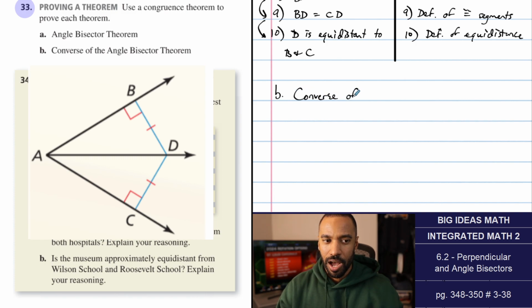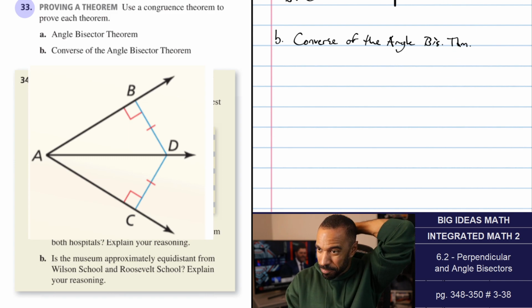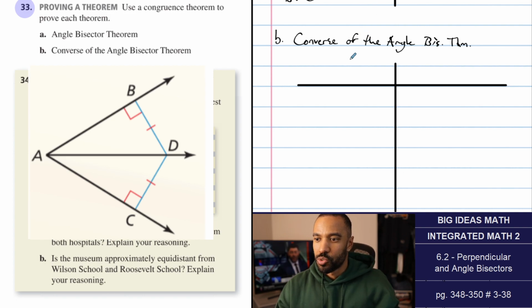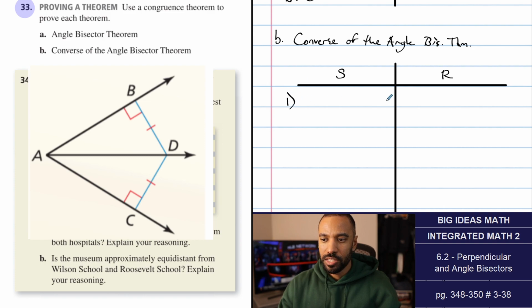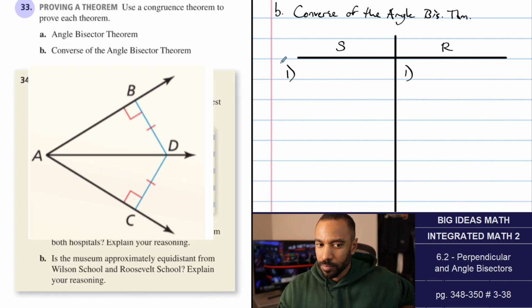Converse of the angle bisector theorem. Okay, let's see if I can flow this better without using a flowchart proof. Sorry, I'm going to stick to two column, statements and reasons. Here we go. It might be 10 steps again because of all the things in between. So statements, reasons. What is given? We're given things based on the drawing, right?